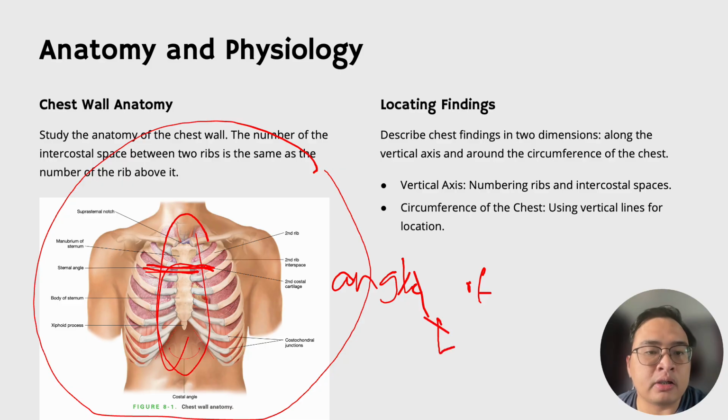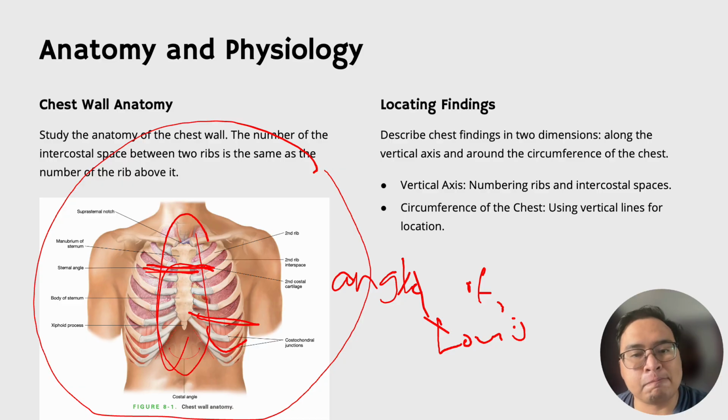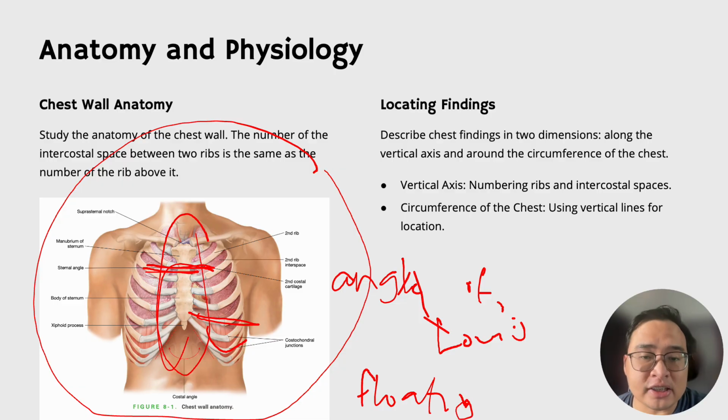Okay. And we have 12 ribs. Ribs 1 to 7 articulate with the sternum. Okay? While ribs 8, 9, and 10 articulate with the cartilage, costal cartilage, just above them. And lastly, ribs 11 and 12 are the so-called floating ribs because they do not articulate anteriorly. So the 11th rib, you could feel it laterally, while the 12th rib, you could feel it posteriorly.